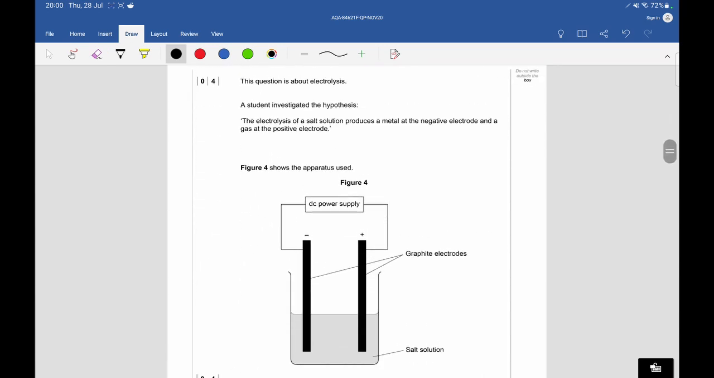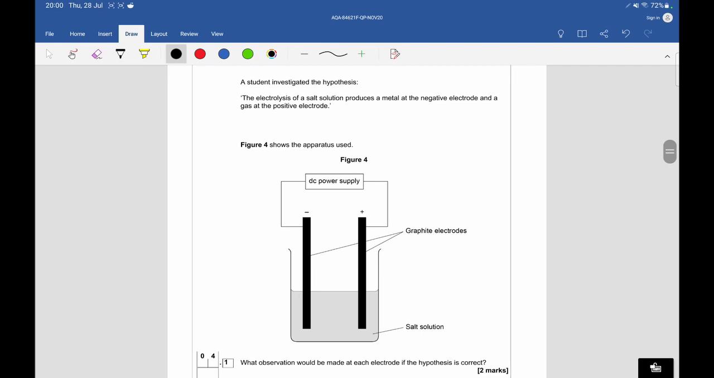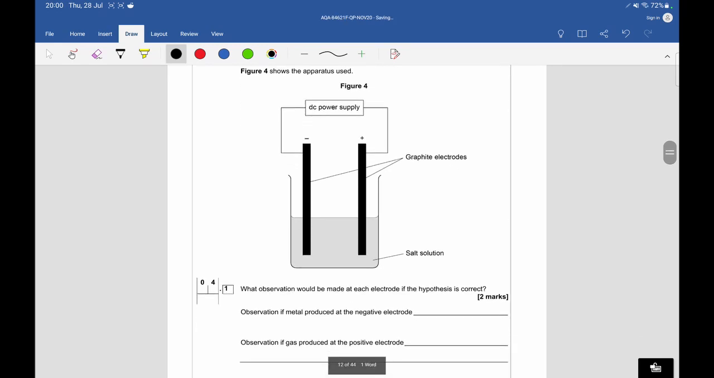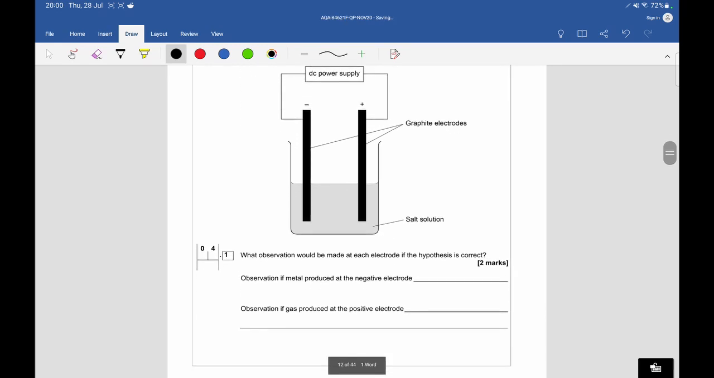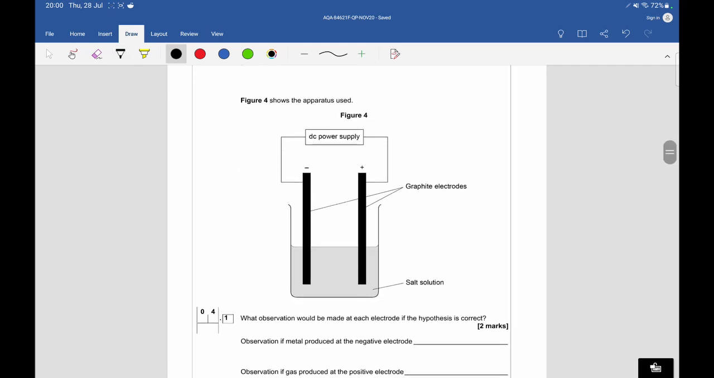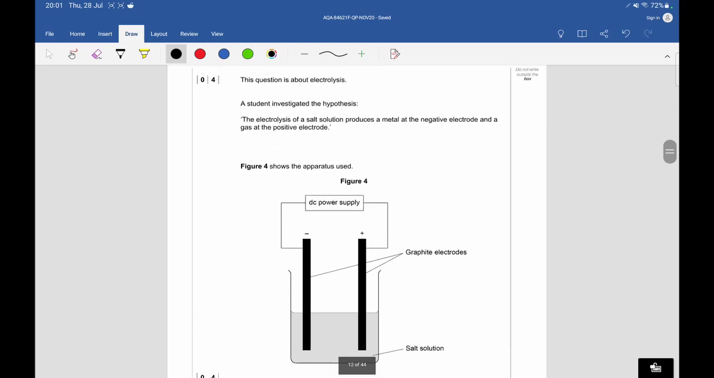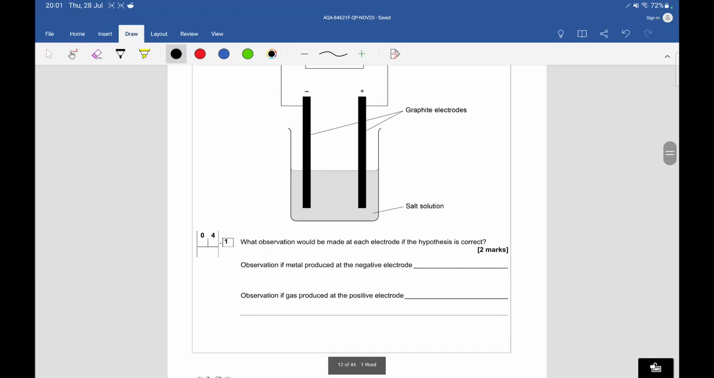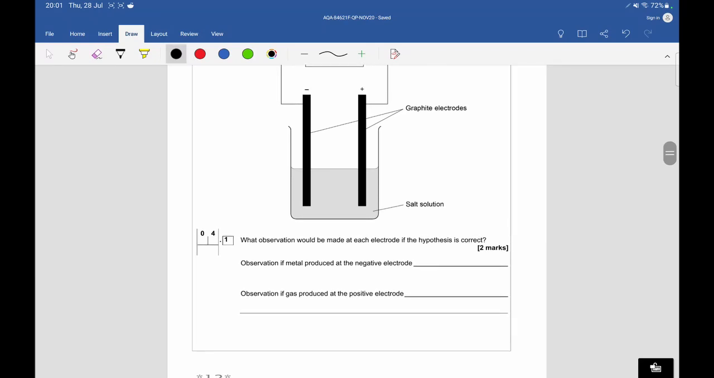Question number 4 is a question all about electrolysis that we're going to look at next. So we need to look at this question and say what observations we make at each electrode if the hypothesis is correct. Let's go read through the hypothesis. The electrolysis of a salt solution produces a metal at the negative electrode and a gas at the positive electrode. We know that we have graphite electrodes and a salt solution. So a metal at the negative electrode and a gas at the positive electrode. It doesn't tell us what those things are, but we do need to be able to say what we'd see.